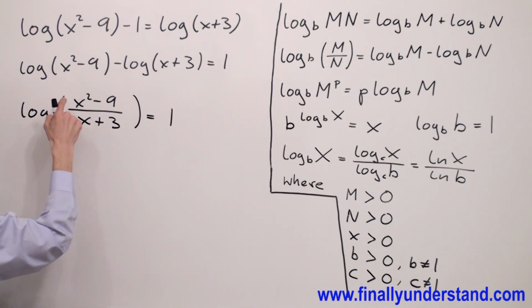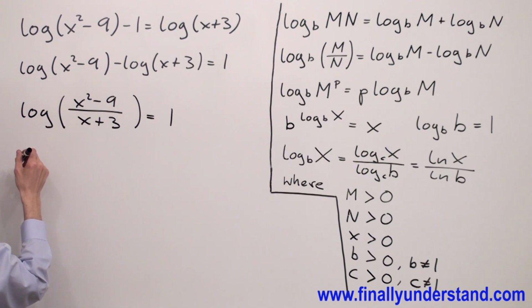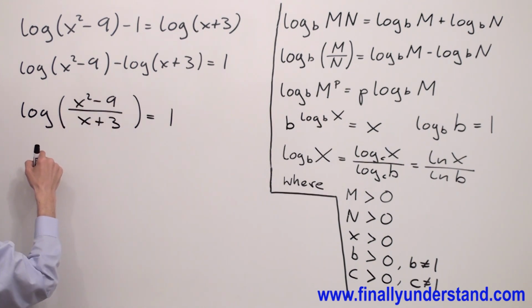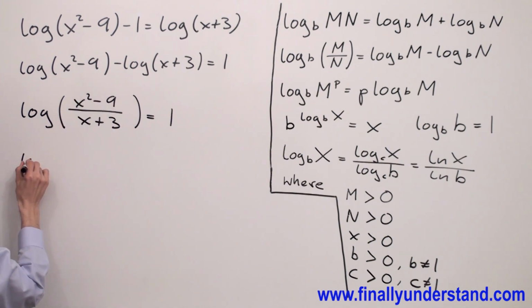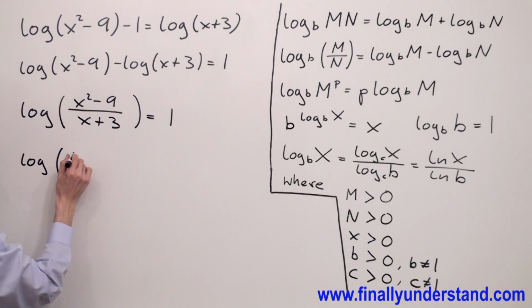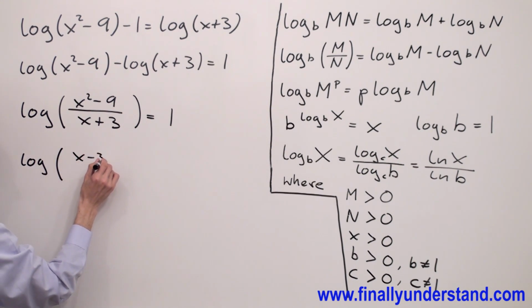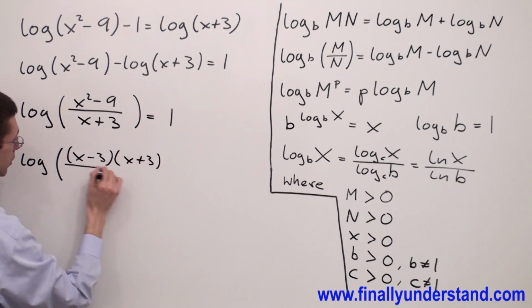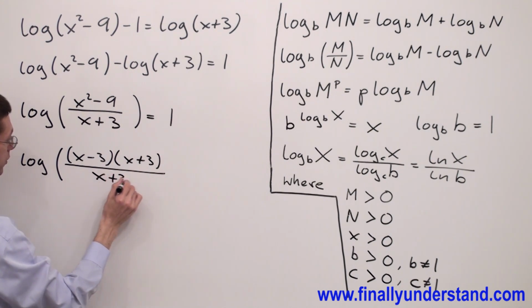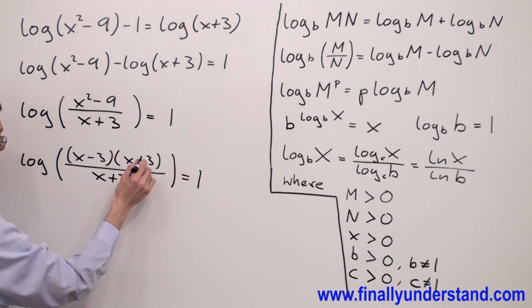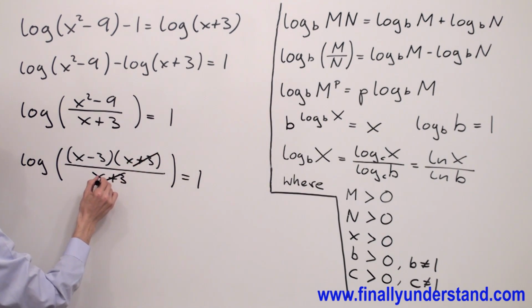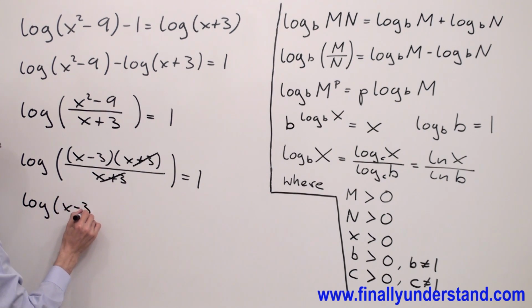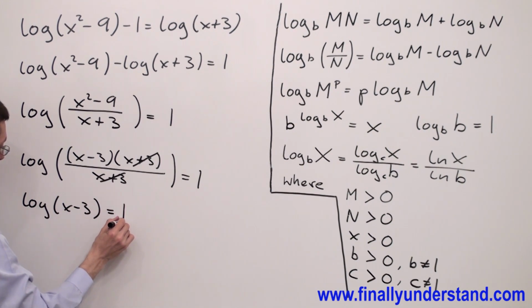Please notice that in the numerator we have x squared minus 9. So that's why I'm going to factorize the numerator, and I have logarithm of x minus 3 times x plus 3 over x plus 3 equals 1. X plus 3 and x plus 3 cancel out, and I have logarithm of x minus 3 is equal to 1.